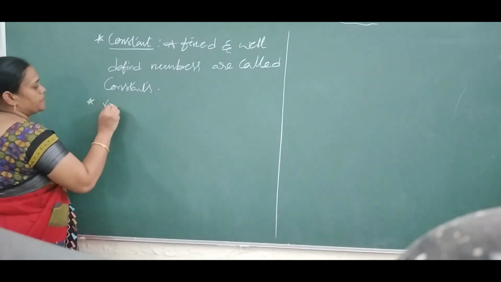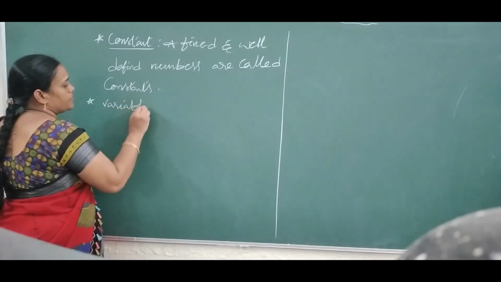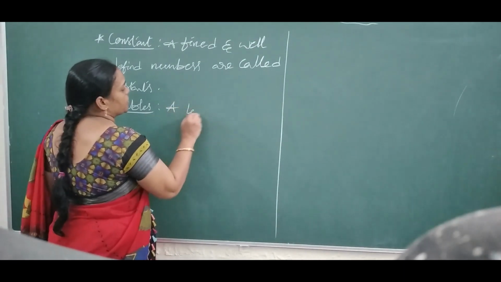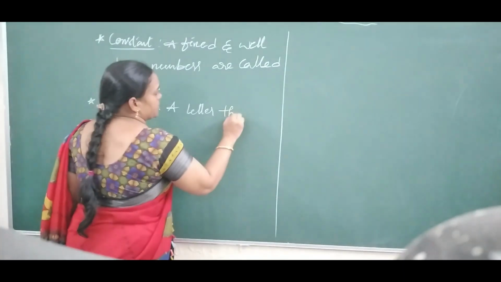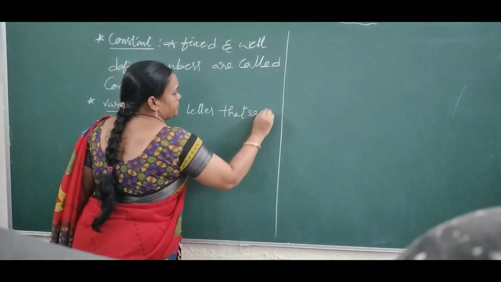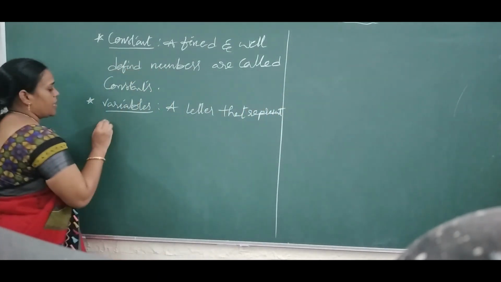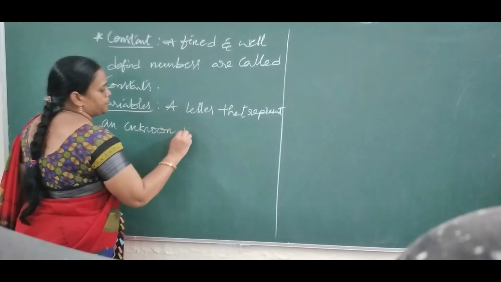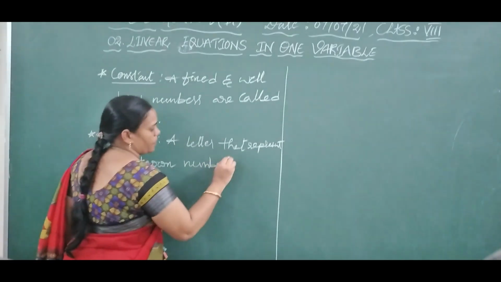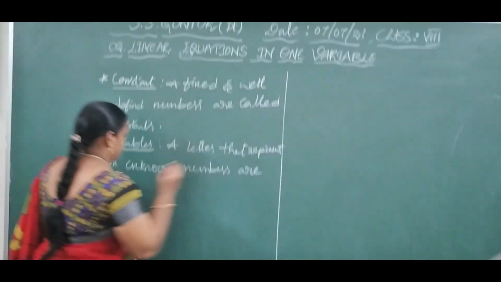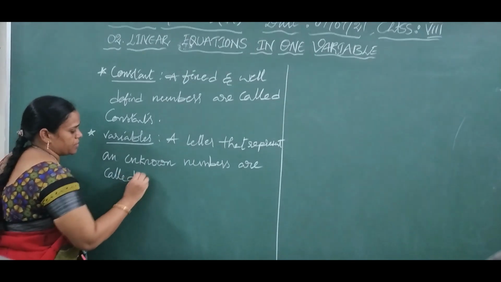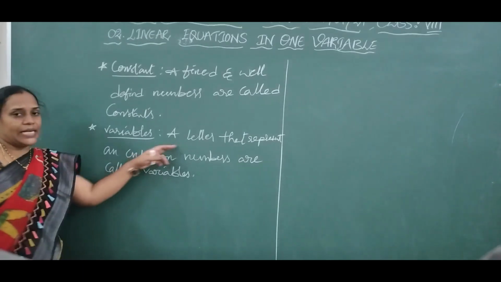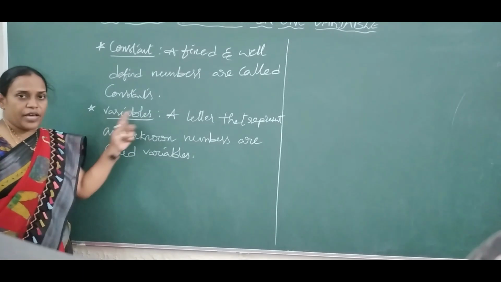Variable. What are variables? Letters that represent an unknown number are called variables. Simply, letters. What are letters? A to Z letters. So all letters are called variables.